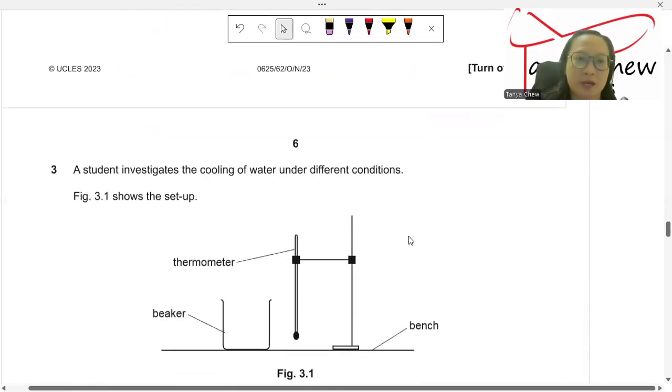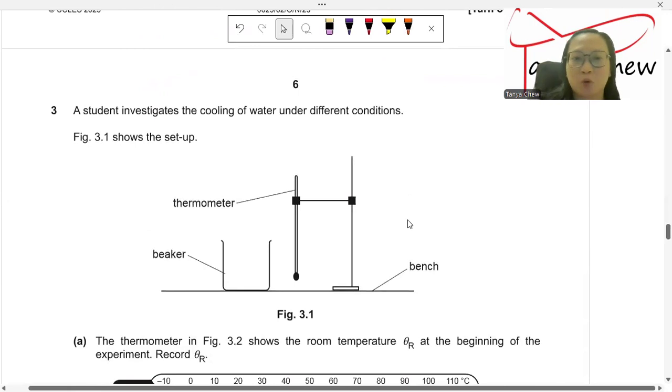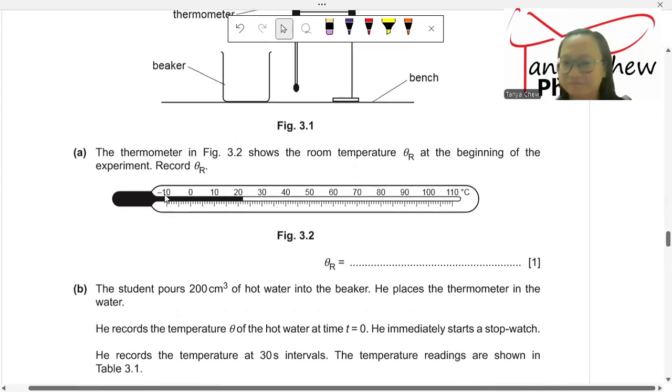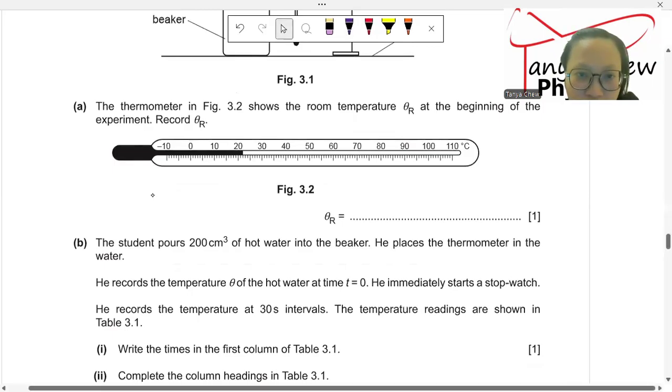Now, question number 3. A student investigates the cooling of water under different conditions. Fig 3.1 shows the setup. A, the thermometer in Fig 3.2 shows the room temperature, theta R, at the beginning of the experiment. Record theta R. Now let us see. This is 20, 21, and this is 22 right here. So I put 22. Don't forget about the unit. It is degrees Celsius. The unit is there.